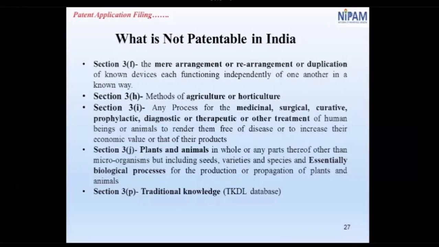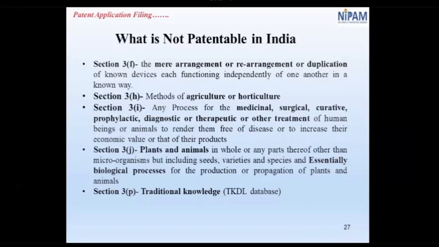And in the field of ICAR, that means agriculture, we know that tractors, we know that there are some crop sowing or reaping machines. So if you just modify here and there, and if you just rearrange the things, that means it will fall under Section 3F. That is, we are not going to give a grant.